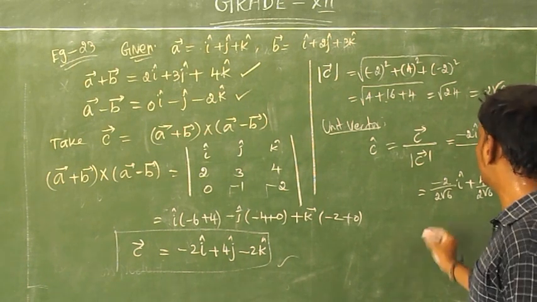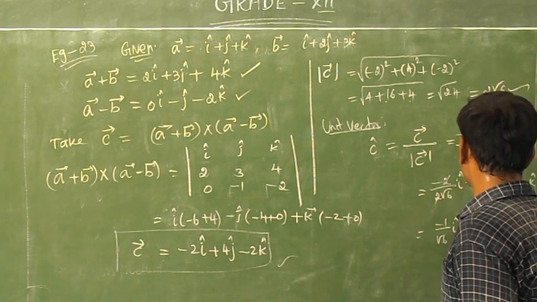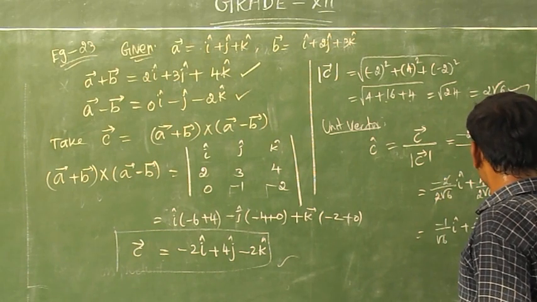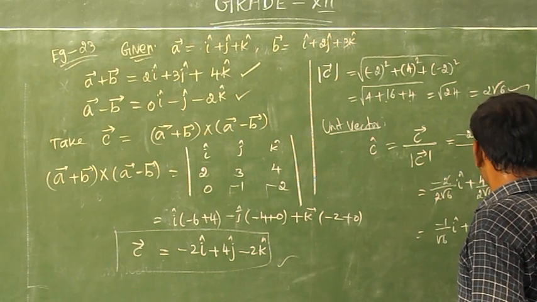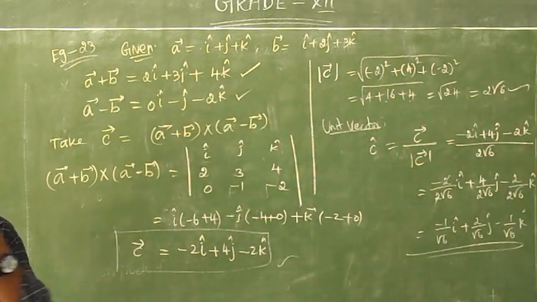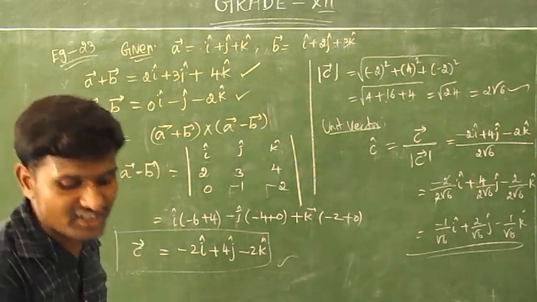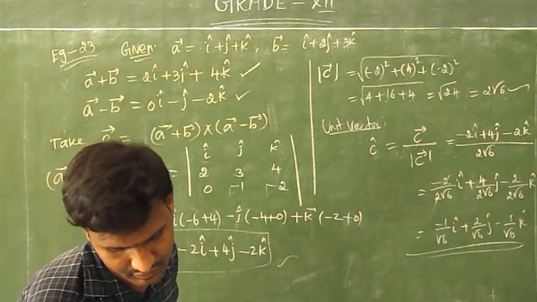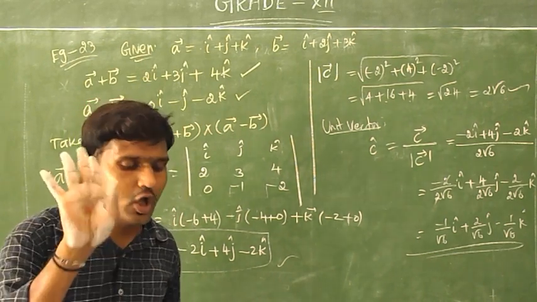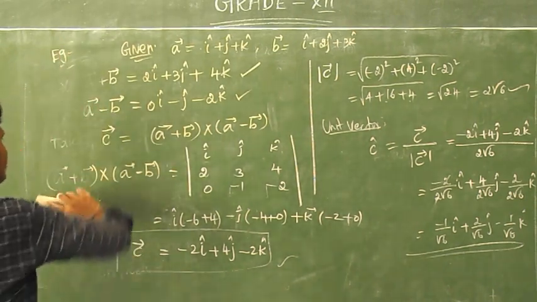Okay. Write the simplification, final answer. 2 cancel, minus 1 by root 6 i vector plus 2 by root 6 j vector minus 1 by root 6 k vector. So this is your final answer. Okay. Have you got it, children? Yes. And next the exercise, question number second or third. Second question is your homework. Now I am going to the third question. Have you got it, children? Yes.